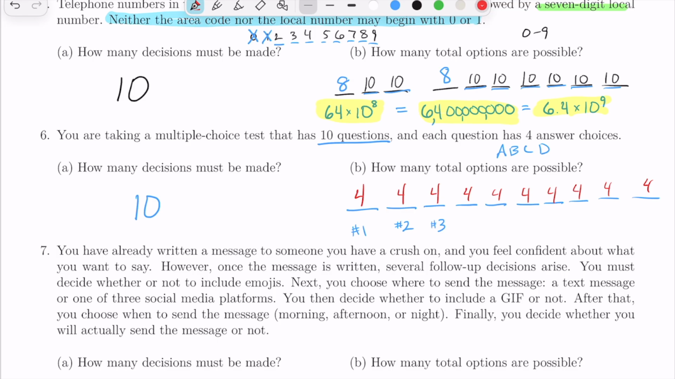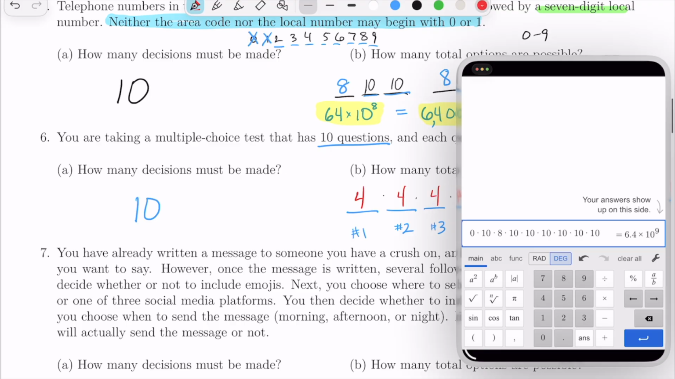I lost track. What we have here then is we're going to multiply these 10 decisions all together. And this then is just 4 to the 10th power. That's what 4 times itself 10 times is. So we'll just do 4 and then to the 10th. There we go. You can see we get a little over 1,000,000.